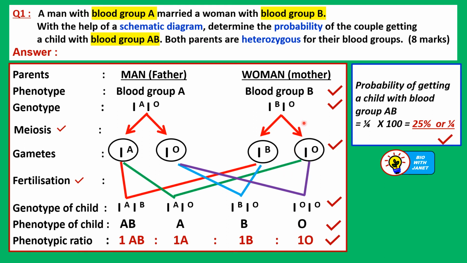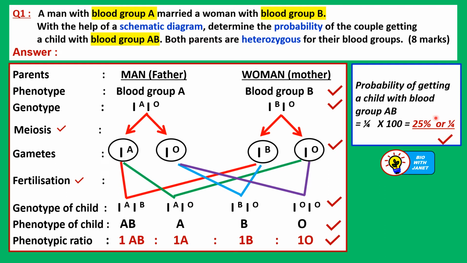Okay, now go back to our question. So determine the probability of the couple getting a child with blood group AB. Now AB is this one, right? So it's 1 out of 4. So the probability of getting a child with blood group AB is 1/4 times 100, which is 25%, or if you don't put it in percentage, it's just 1/4.